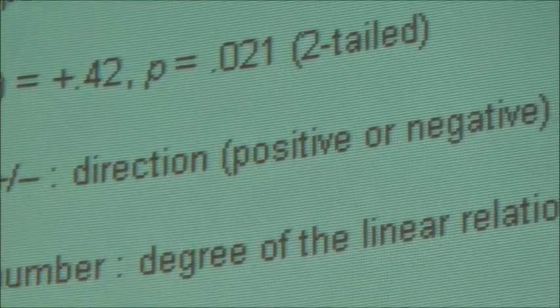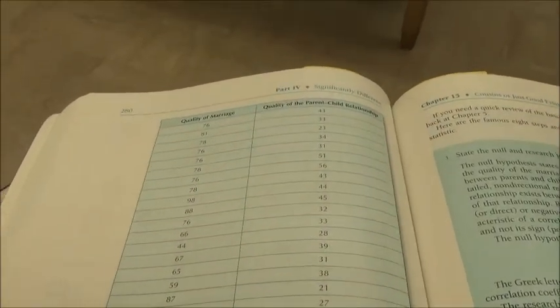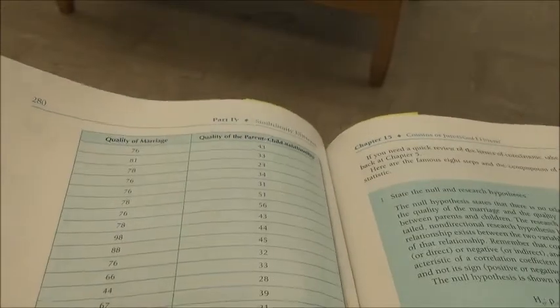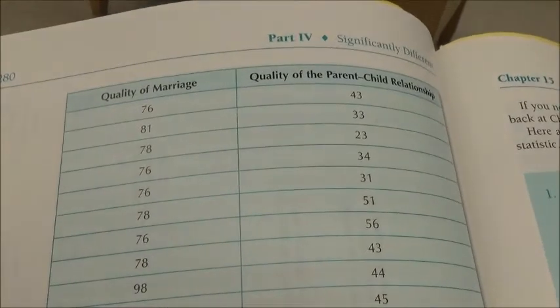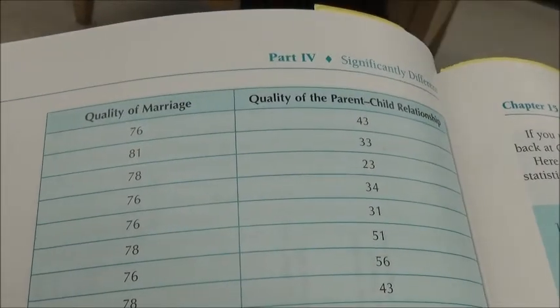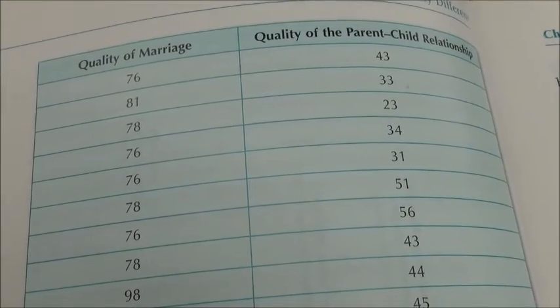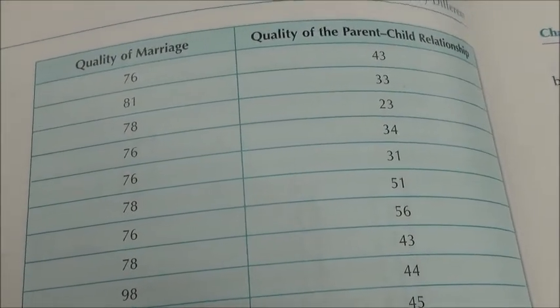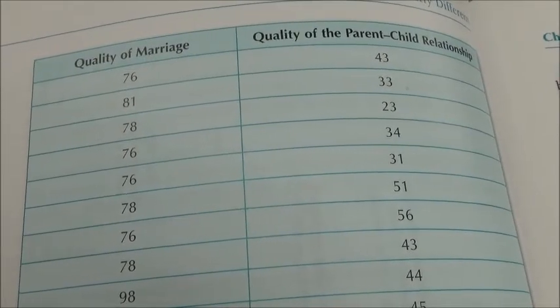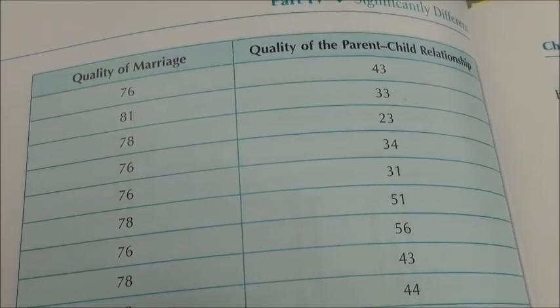So now let's go to the textbook. Page 280. That's the relationship between quality of marriage and the quality of the parent-child relationship. So that's the relationship we are looking at. Which one is the cause? Quality of marriage. Exactly. See, that's the thing about correlation.